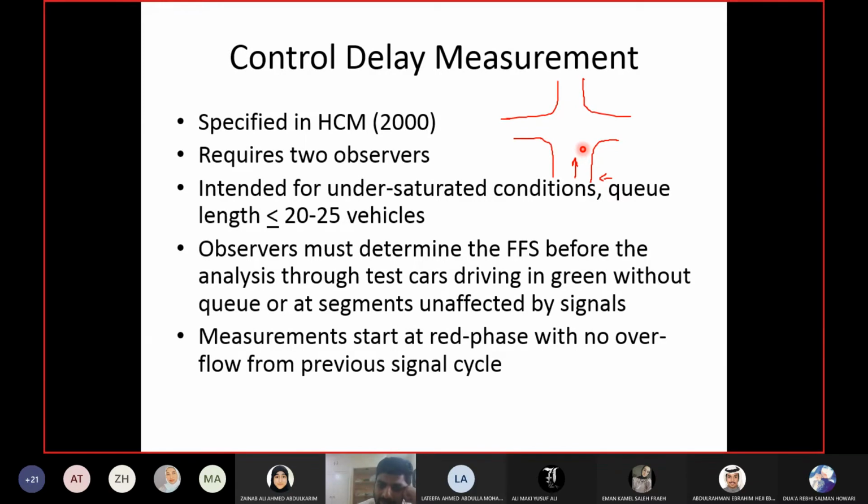In that case, you are standing at the intersection doing your spot speed study, but you will not include the speed of all the vehicles in your study. You will only include the vehicles which arrived during green time and passed in the same interval. So your speed was unaffected by the signal. In some cases, or in most of the cases, the speed of these vehicles will be even higher than the normal speed of the road.